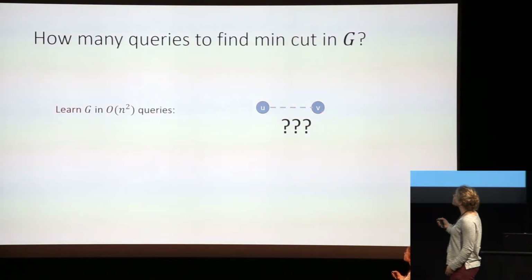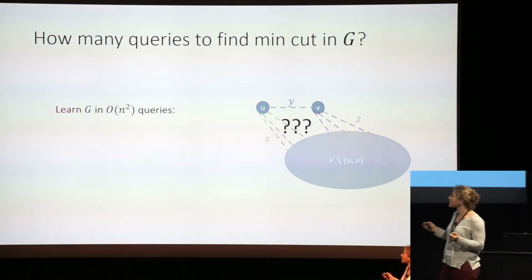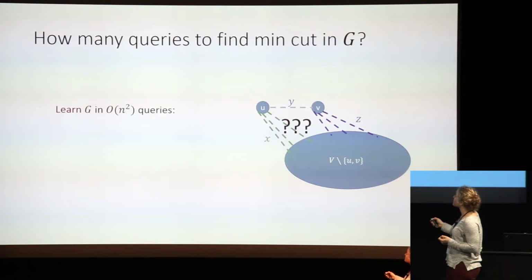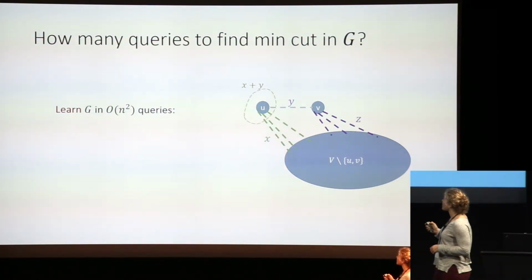Well, let's say that I want to know if there's an edge between 2 vertices u and v. So let y be the 0, 1 indicator of whether there's an edge. And let x be the number of edges between u and the rest of the graph, and z be the number of edges between v and the rest of the graph. So now my claim is that I can make 3 queries.